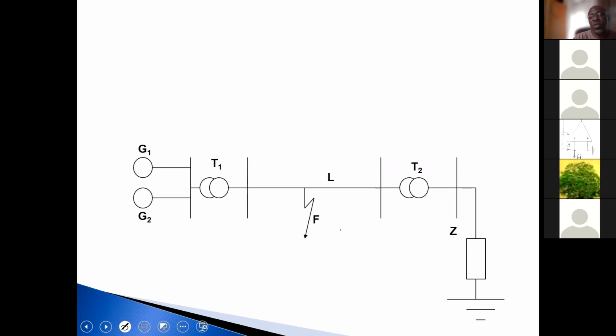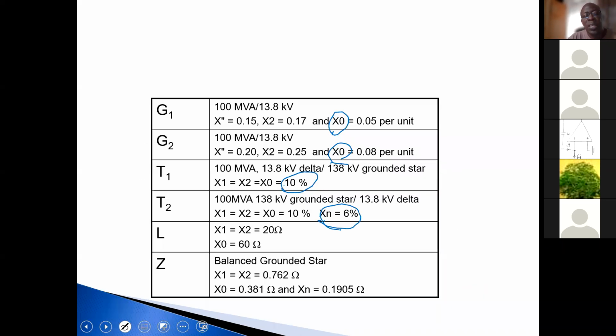Yes. So we're not showing the star and grounded star, but the mere fact that I tell you there's an XN, then you know it is a grounded star. Even if I didn't show you this, the mere fact that I give you an XN value means that you would have had a grounded star. Are you with me? Yes, sir.